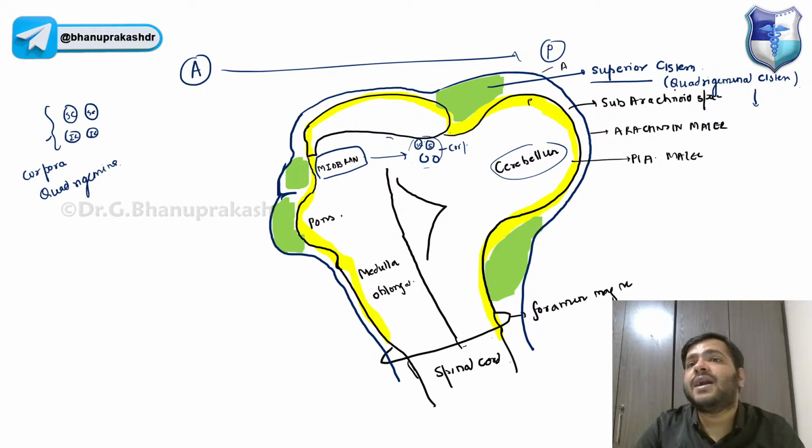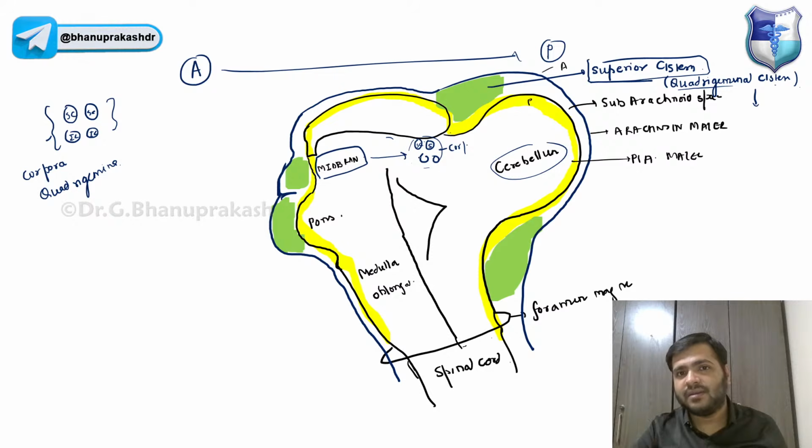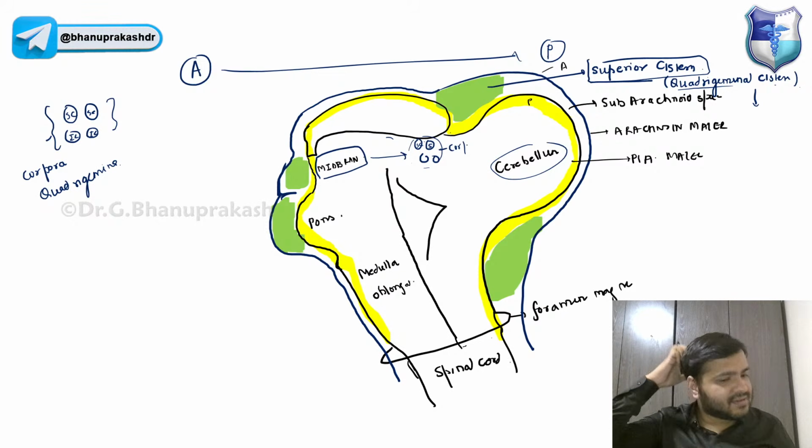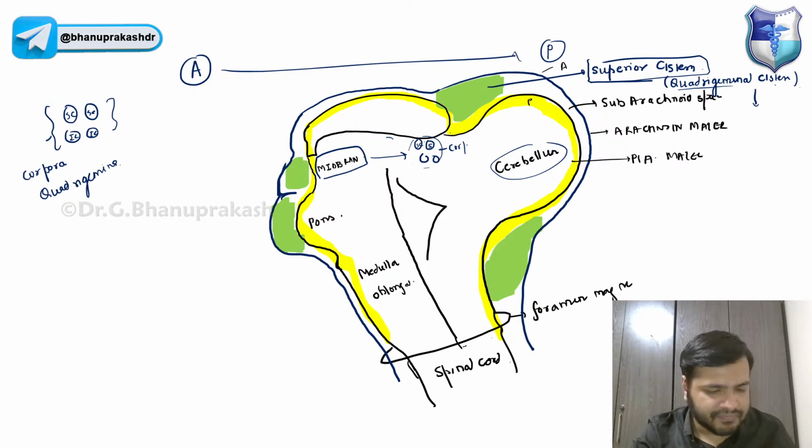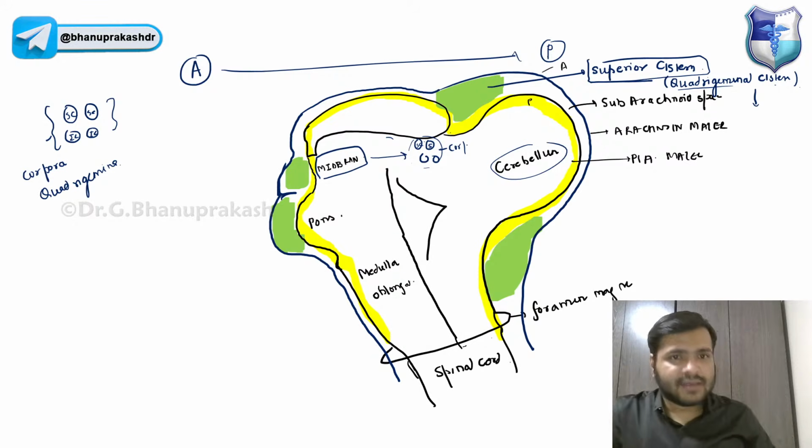So this cistern faces the posterior surface of the midbrain. That's why it is called the quadrigeminal cistern, and it is located superiorly, so we also call it the superior cistern. The superior and inferior colliculi on the posterior side of the midbrain make the posterior surface, so this cistern is called the quadrigeminal cistern or the superior cistern. Is it clear? Everyone, just give me a thumbs up in the chat box if it is clear.